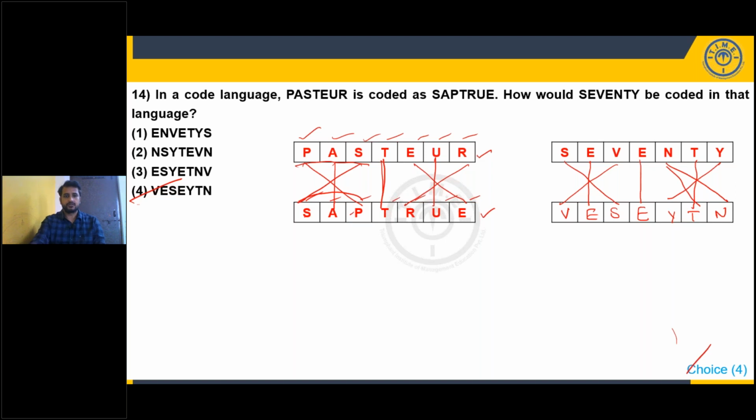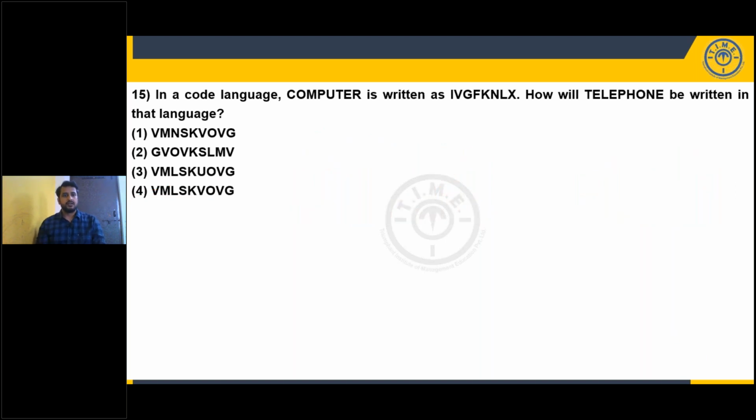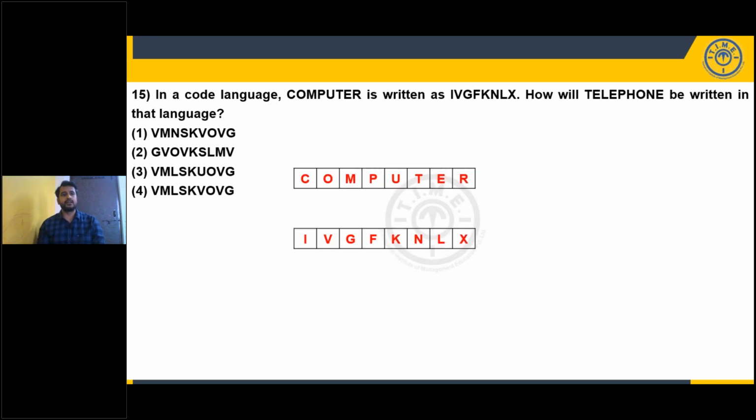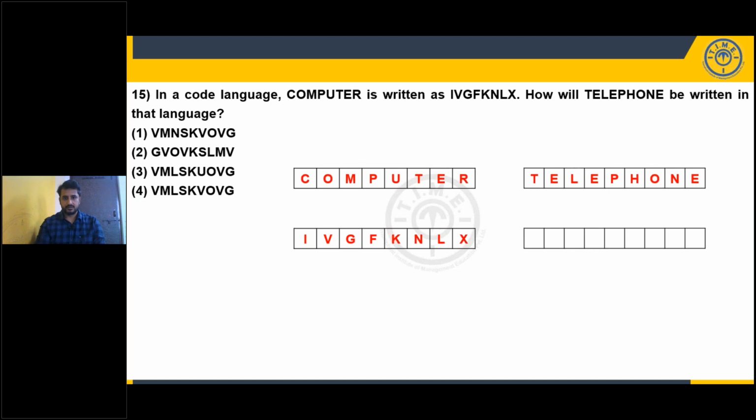Okay, now the last question for this session. In a code language, computer is written as IVGFKNLX. How will telephone be written in that language? Let me check first letter to first letter. C place value is 3, I place value is 9, plus 6. It is not an opposite pair, just plus 6. T is 20 plus 6, 26, which is Z. Is it available in any option? No. So think in a different way.